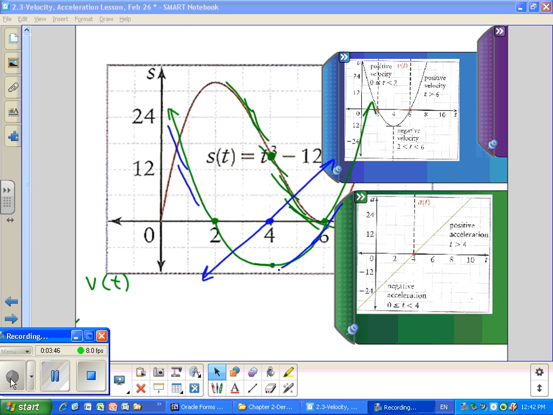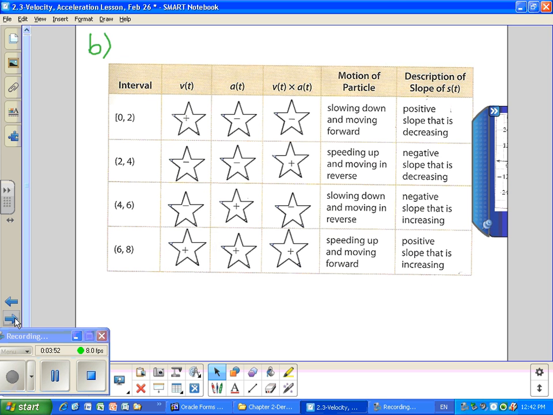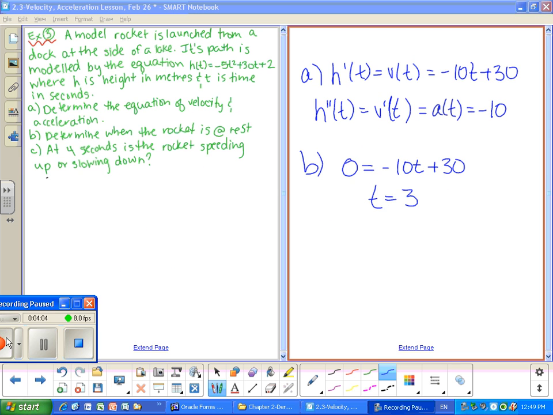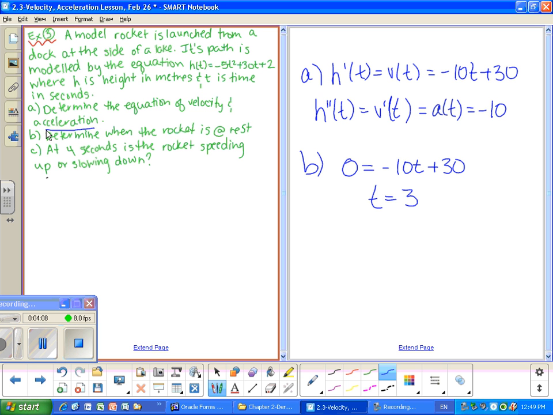So the green is the velocity, the blue is acceleration, and you need to look at the rate of change of the one before. That's how you tell the motion of the particle. You just look at the sign of each, multiply them, and that will tell you what it's doing. And now here's the example we're going to try. When you're finding the acceleration and the velocity, you just take the derivative of the first, and then you take it again of that.